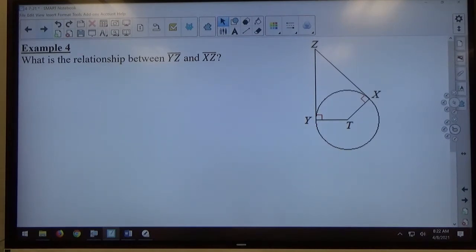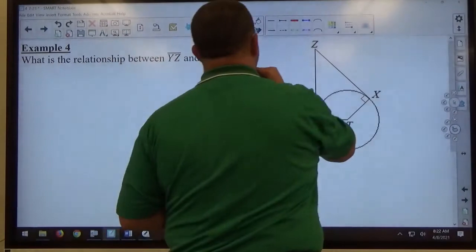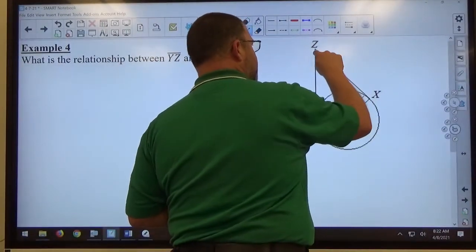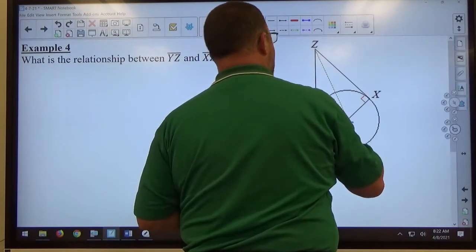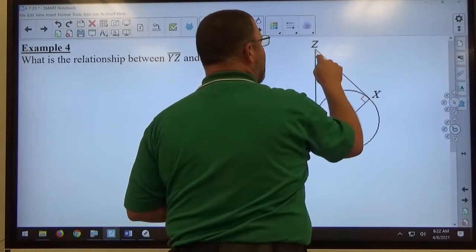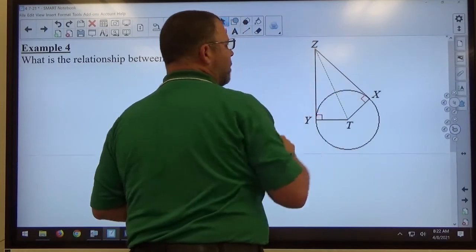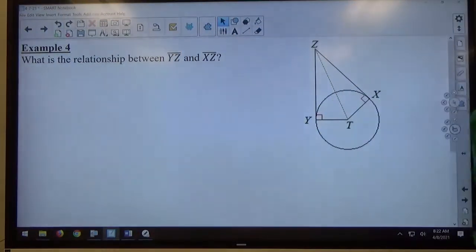What they want us to determine is what is true about yz and xz. Okay, so the two tangents drawn to the same circle, I want to come up with a relationship here. And the first thing I'm going to do is draw a segment from z to t to create triangles. Anytime I see right angles, I like to see right triangles. So just a common practice here, when you see right angles and you don't have triangles to start off with, if you create right triangles, you get a lot of properties that come into play.